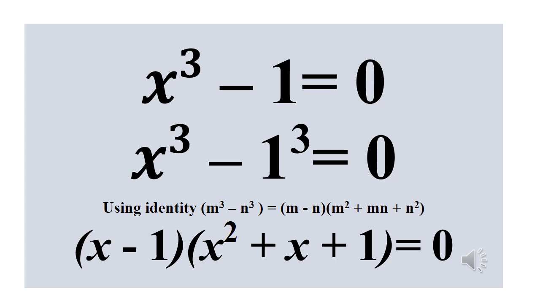The mn there is x times 1, and it's still x. That's why we have x there. And the n squared there is 1 squared, and 1 squared is still 1. So that is why we have x squared plus x plus 1 into bracket there. So x minus 1 is representing m minus n. Then m squared plus mn plus n squared is representing x squared plus x plus 1. So we have x minus 1 into bracket, x squared plus x plus 1 into bracket equals 0.